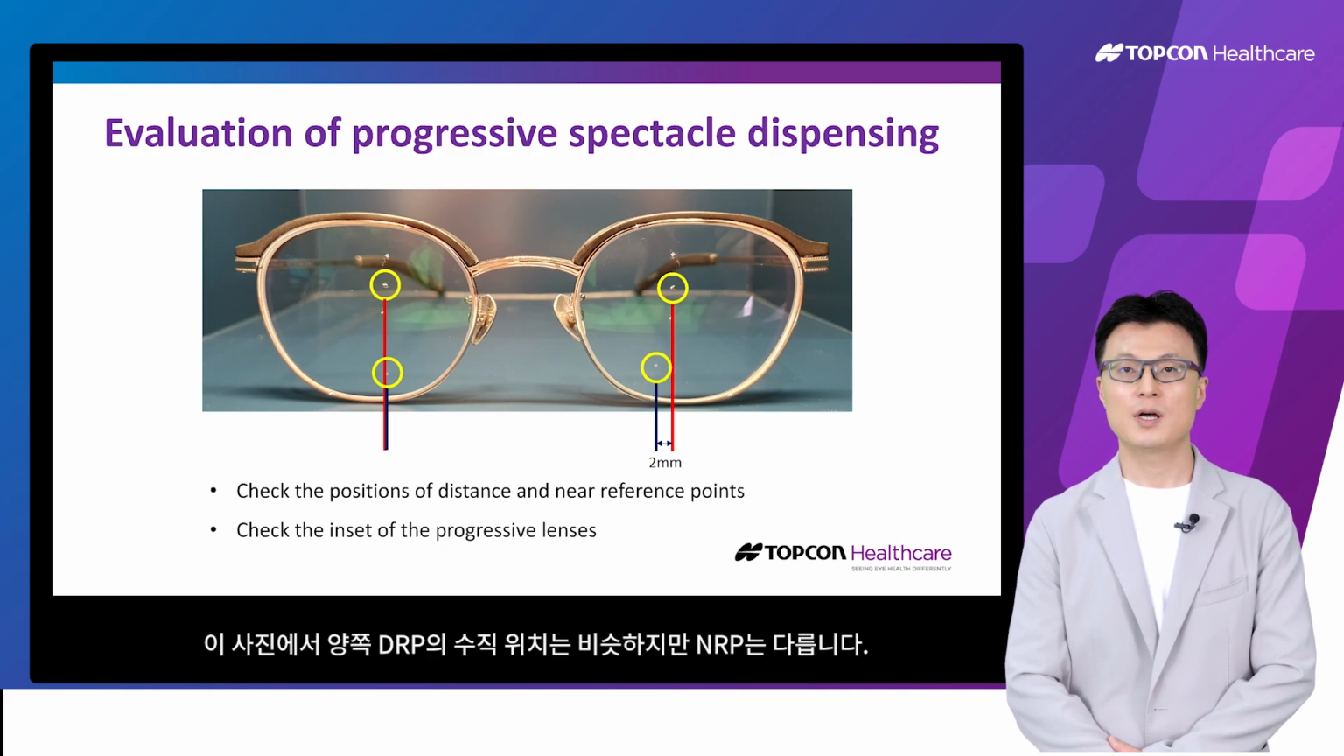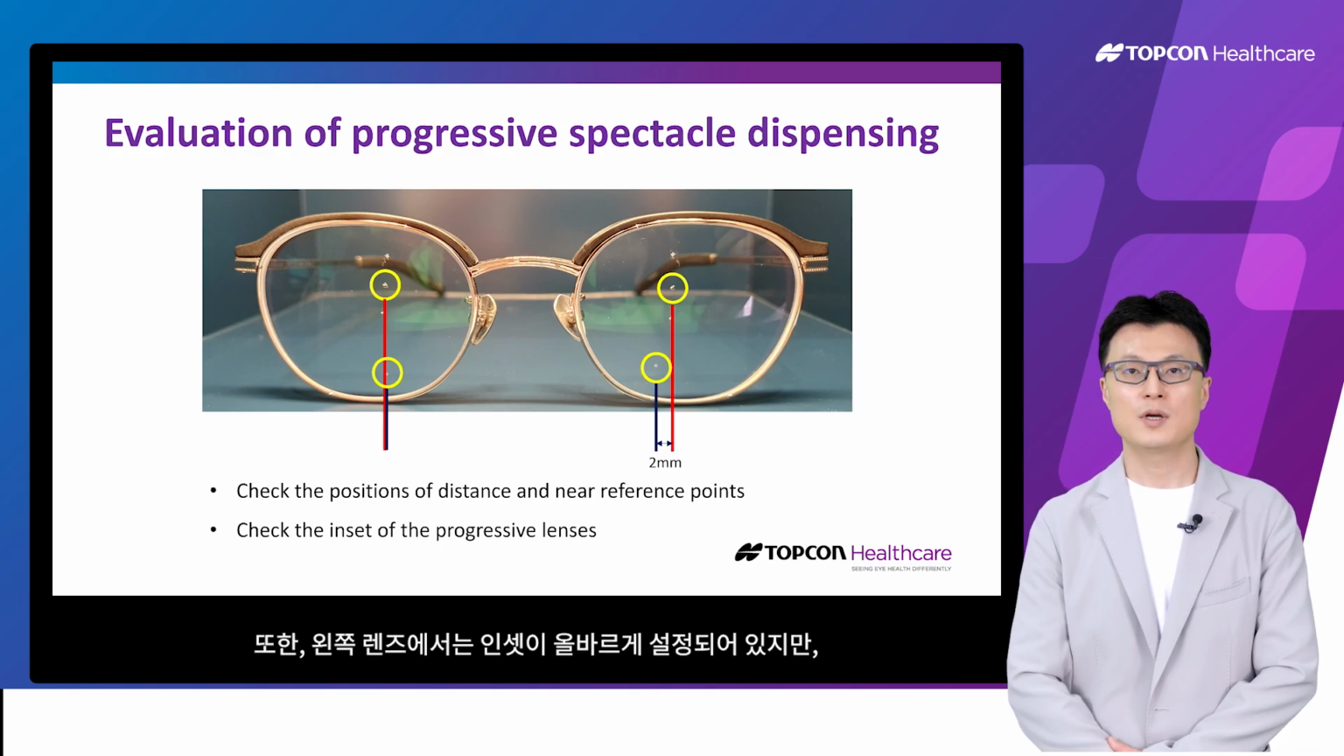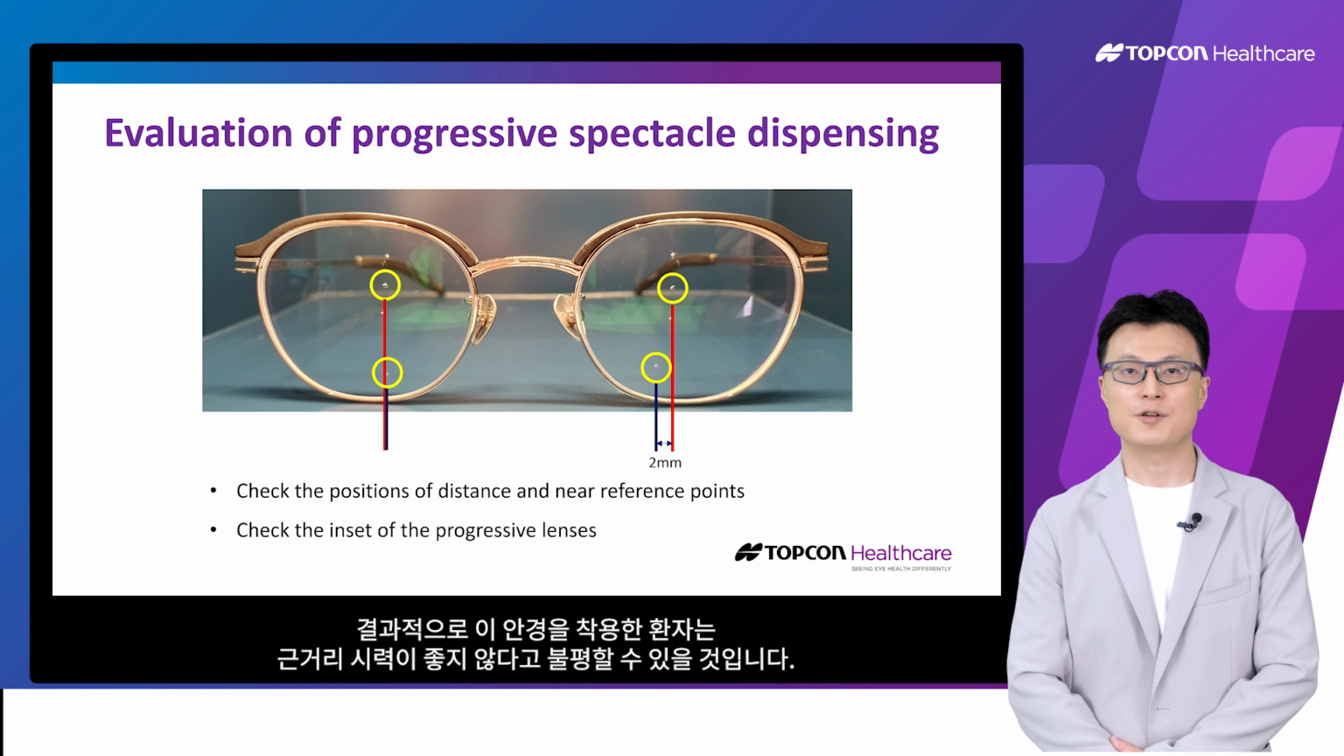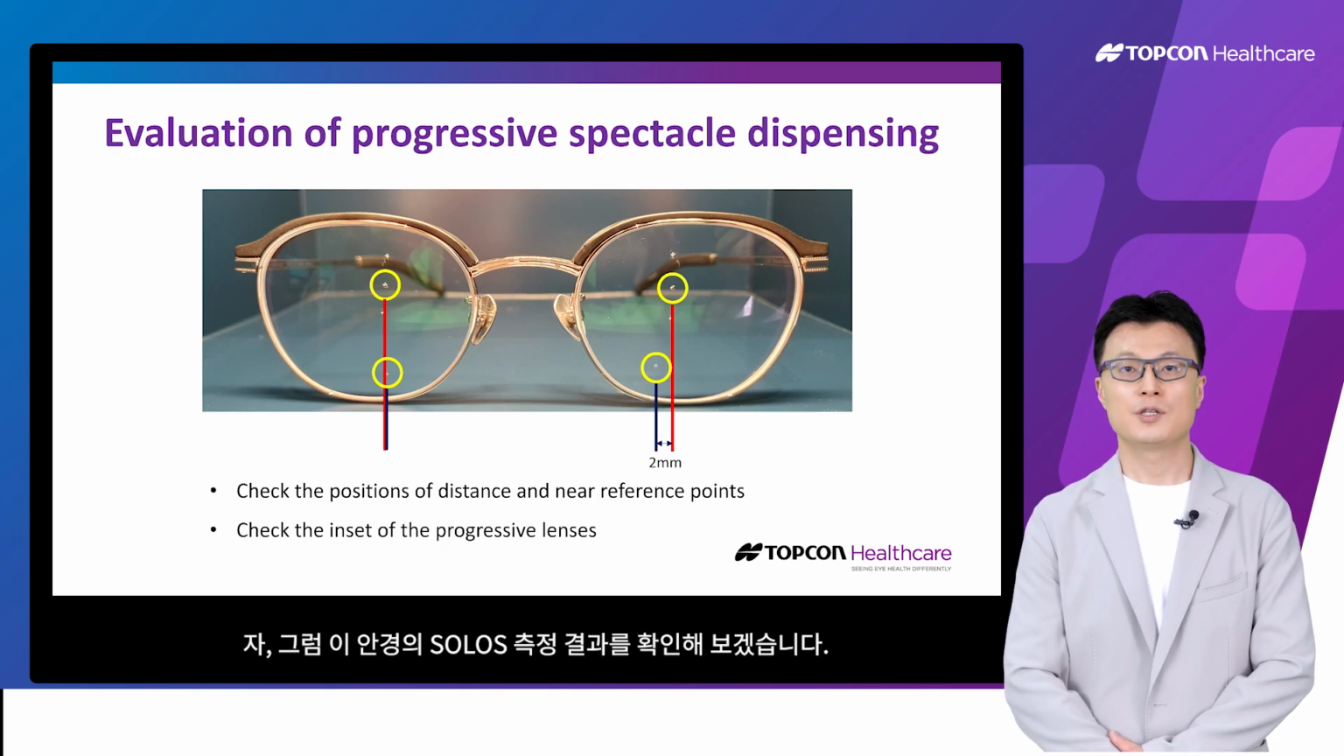In this picture, the vertical positions of the DRPs on both sides are similar, but the NRPs are different. Also, the inset is correctly set on the left lens, but on the right lens, the DRP and NRP are nearly at the same horizontal position, leaving almost no inset at all. As a result, a patient wearing these glasses might complain about poor near vision. Shall we move on to the SOLOS measurement result?